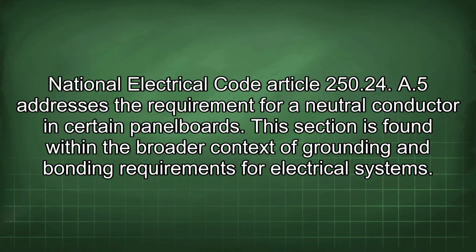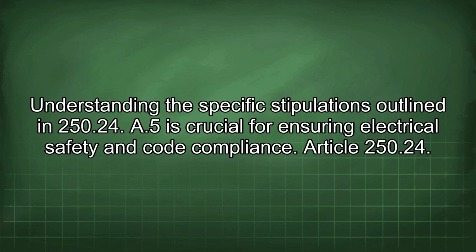National Electrical Code Article 250.24(A)(5) addresses the requirement for a neutral conductor in certain panel boards. This section is found within the broader context of grounding and bonding requirements for electrical systems. Understanding the specific stipulations outlined in 250.24(A)(5) is crucial for ensuring electrical safety and code compliance.